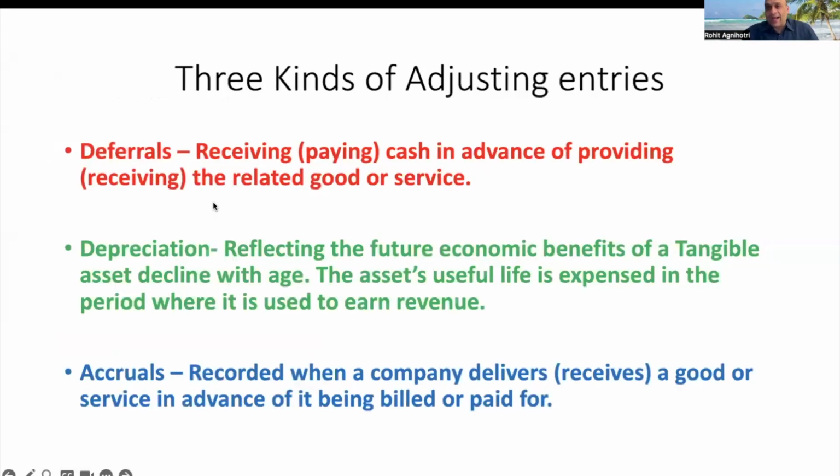There are 3 basic kinds of adjusting entries. In today's class, we will only do the first one, but I'm going to talk a little bit about all 3. One is deferral, the other is depreciation, and the third is accrual. Those are the main kinds.